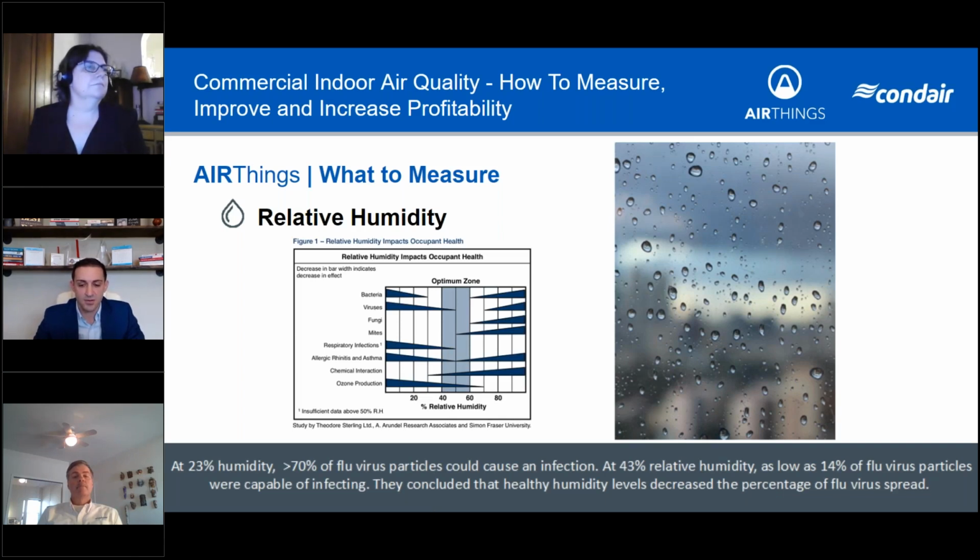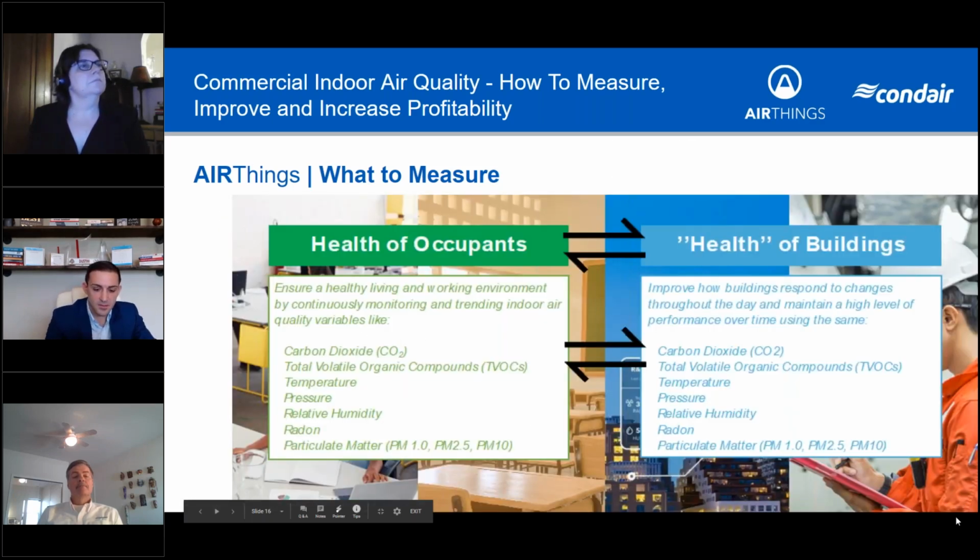essentially, sorry. So at 43%, 14% of them are still transmissible. So we have an 86% reduction. So incredibly effective. And again, you can look at these from a respiratory infection standpoint. Relative humidity is also going to impact our body's ability to fight off infection. So it really is critical. And let's go to the next.